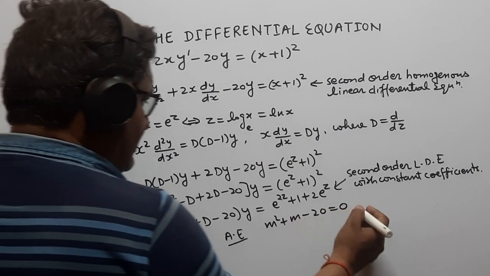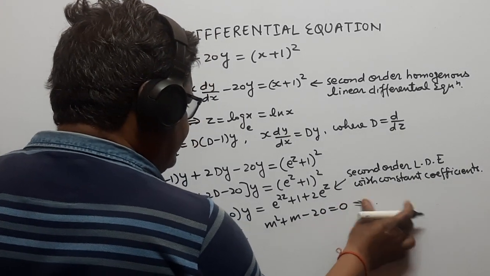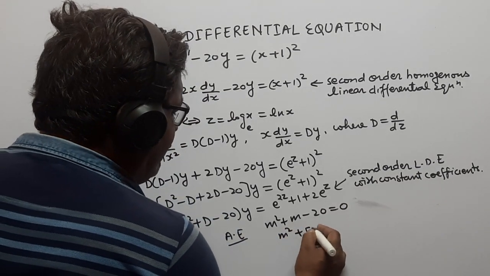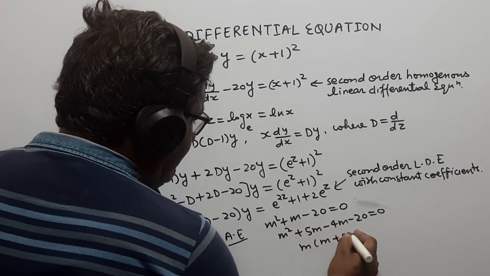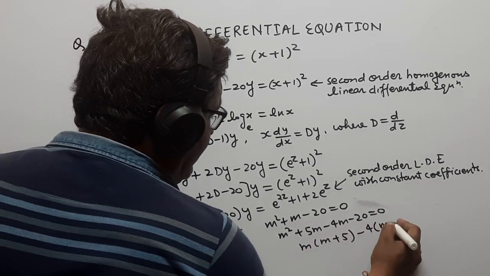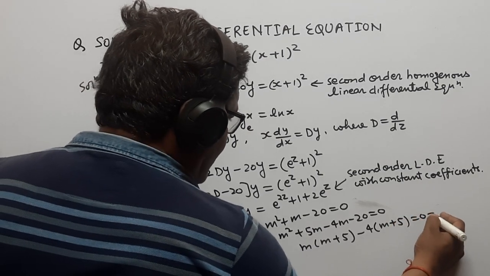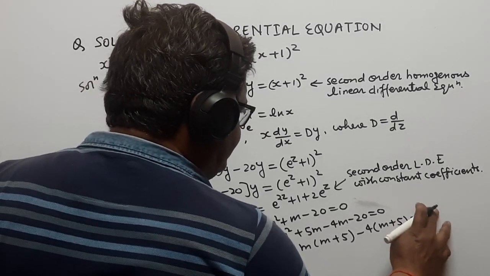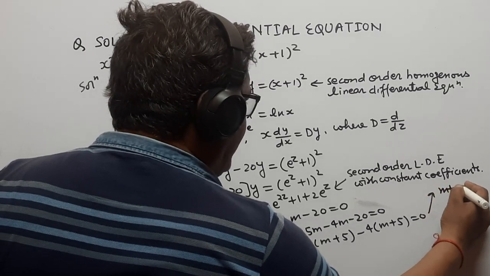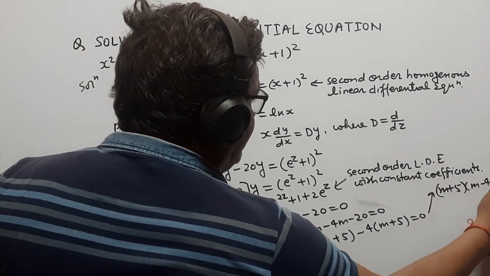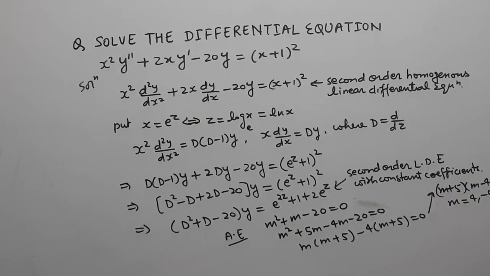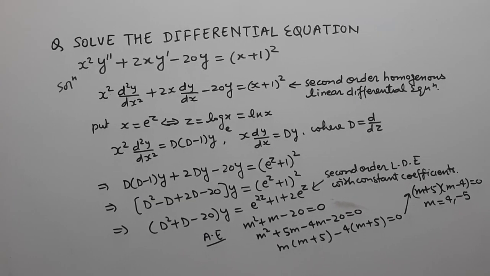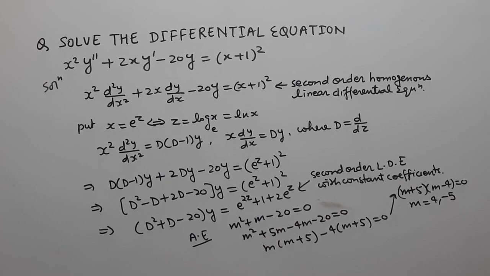You can see here the factors of this: m square plus 5m minus 4m minus 20 is equal to 0. Taking common m here, we get m plus 5, and minus 4 common, m plus 5, this is equal to 0. Taking common m plus 5, we get m minus 4 equal to 0. So m is equal to 4 and minus 5. So the roots of the auxiliary equation are 4 and minus 5. Now we write the complementary function.